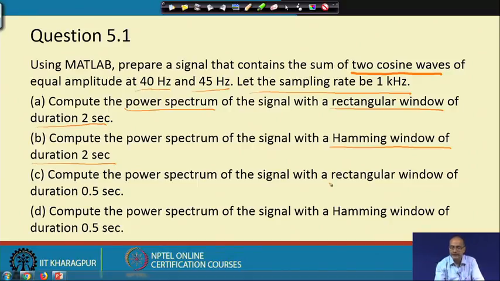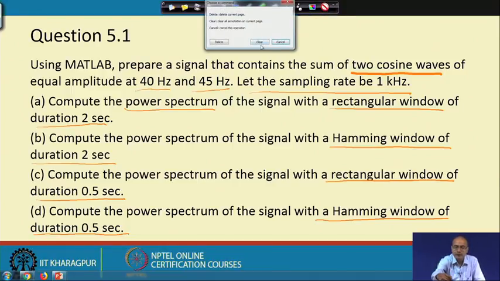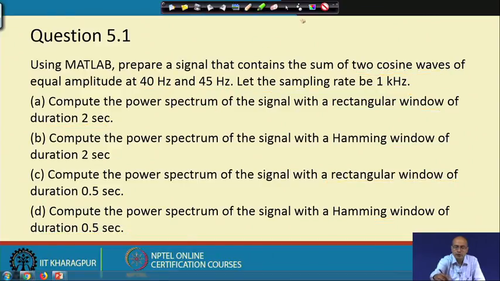Next, again we will take the rectangular window, but this time the duration would be 0.5 second, that is 1/4 of the previous duration, and we will repeat the same experiment of computing the power spectra using a Hamming window of duration 0.5 seconds. So, we have two windows, rectangular window and Hamming window, and two durations, 2 seconds and 0.5 seconds, and with that we get here 4 choices A, B, C, D. So, we have to compute the power spectra.